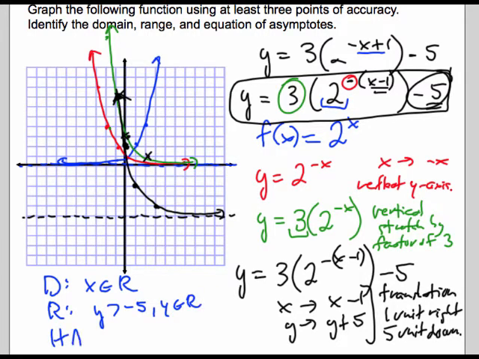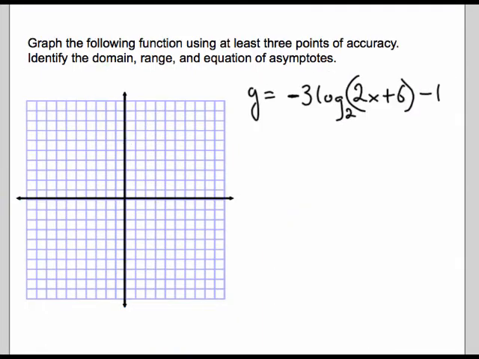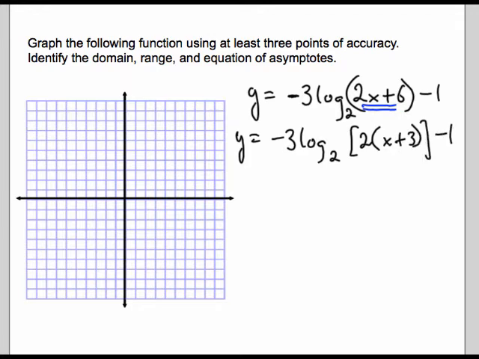And the horizontal asymptote equation is y equals -5. So next, let's practice transforming a logarithmic function. So once again, we need to separate in our x what's happening. So our equation could be rewritten as y equals -3 log base 2 of 2 times (x plus 3) minus 1. So our base function is a log base 2 graph, log base 2 of x, which we know is the same as 2 to the y equals x.